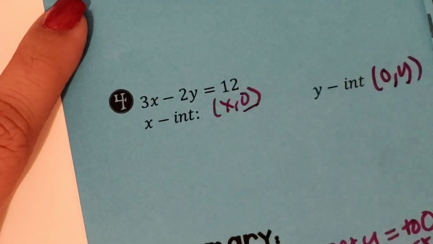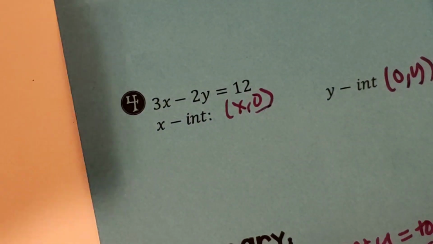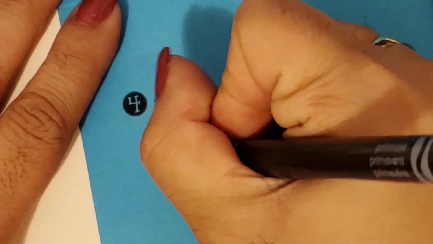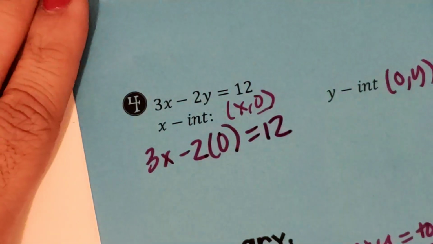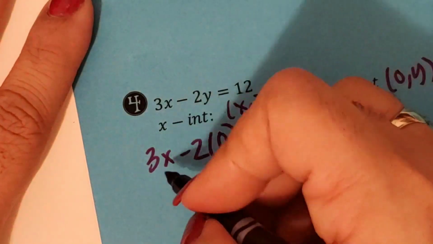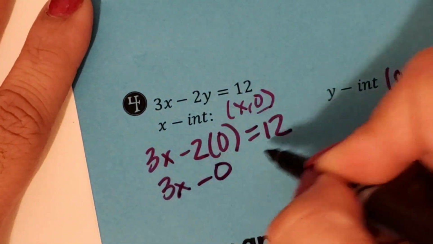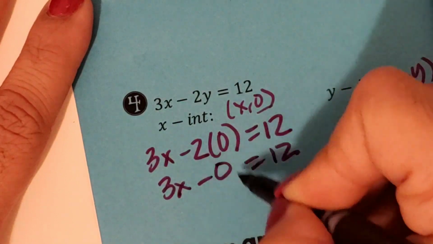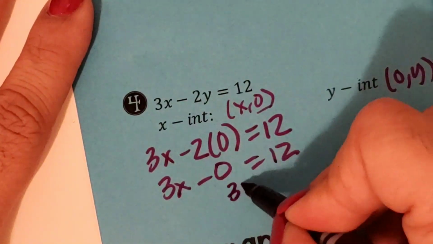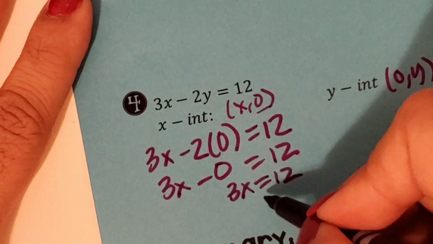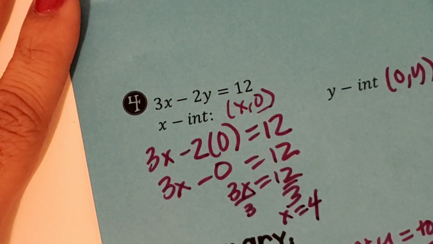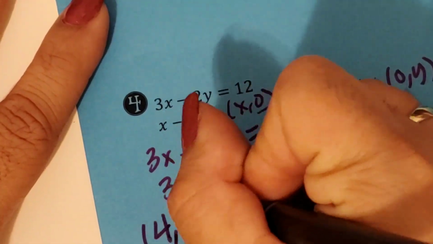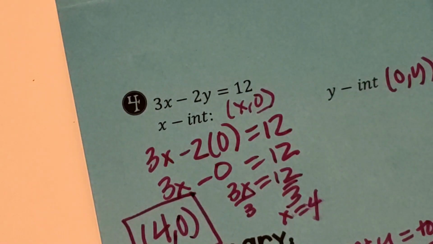So we're going to end up replacing our y with a 0. Remember, your x-intercept, it's only your x value that we solve for. So we get 3x minus 2 times 0 equals 12. Simplify. You get 3x minus 0 equals 12. And we don't really need to be extra and write all of that. You can just say 3x equals 12. And then when you divide by 3, you find that x is 4, which means our x-intercept is (4, 0).